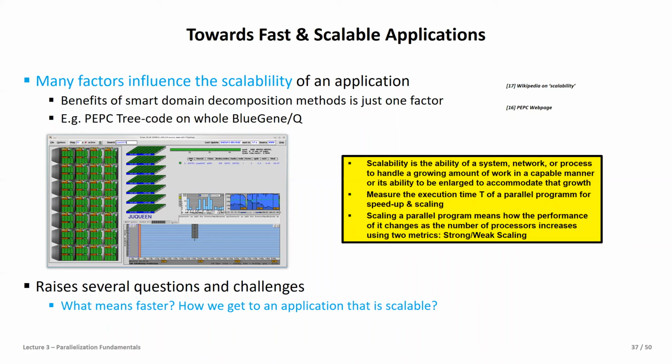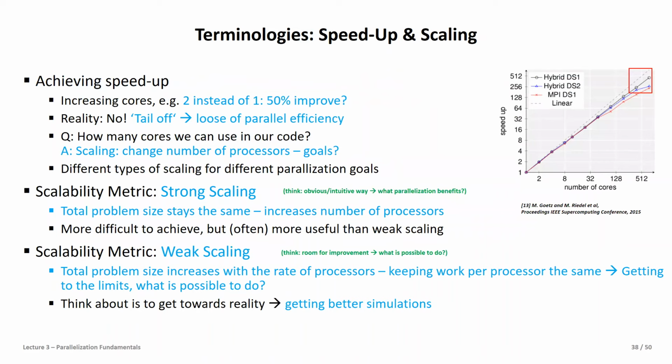But just take away the message that parallelization seems sometimes so much easier, but people forget that there are always some elements to it which are not really scalable, and we will talk about it now. And now, speedup still is of course a term you really need to take out of this course. So increasing the cores, let's say 2 instead of 1, 50% improved, perfect.